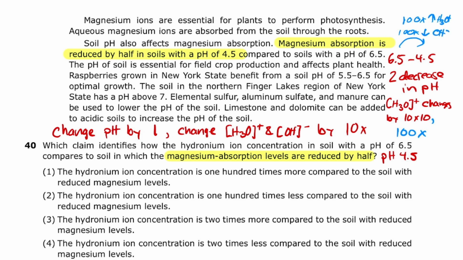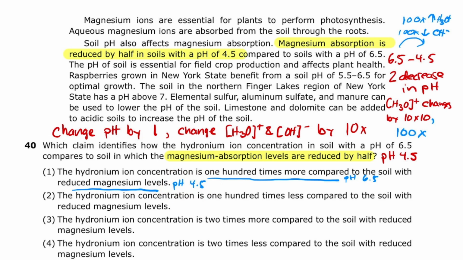All right, so let's take a look at the answer choices. This says the hydronium ion concentration is 100 times more compared to the soil with reduced magnesium levels. Right? This is another way that they trick you in the wording. All right, so this is saying that the hydronium ion concentration is 100 times more in the soil with pH 6.5 than the soil with reduced magnesium levels, that's pH 4.5. The hydronium ion concentration is 100 times more in this soil, right, with pH 4.5.